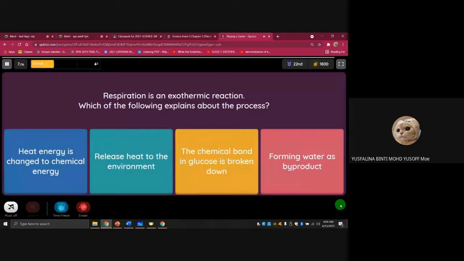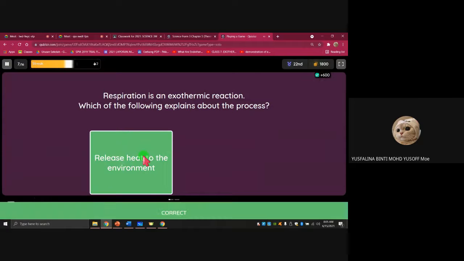Okay, the next one, respiration is an exothermic reaction. Which of the following explains the process? Okay, so I would like to call Poon Yan Chong. Okay, Poon Yan Chong. So which of the following explains about the process? Exothermic releases the heat to the surrounding. Release heat to the environment. Very good.